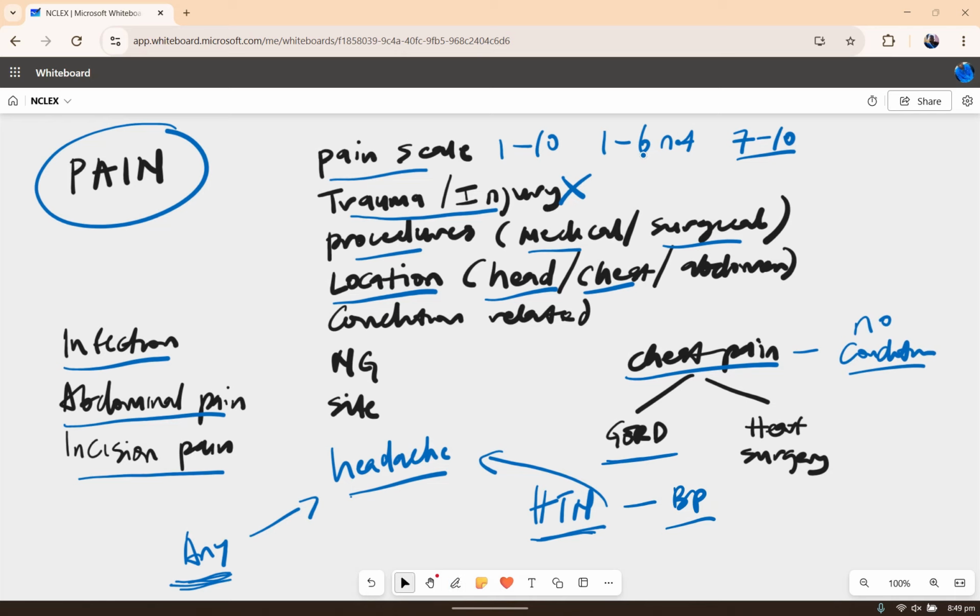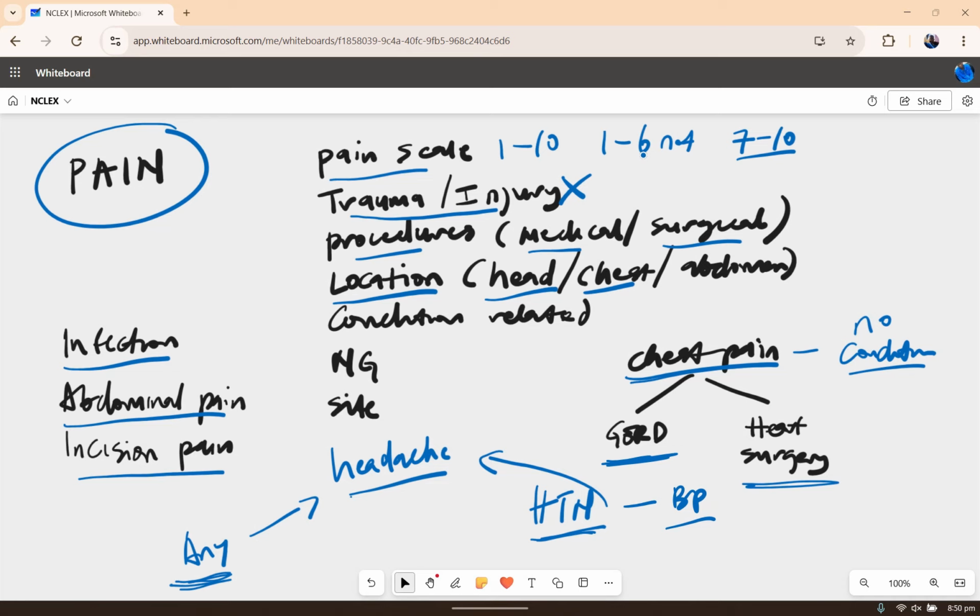It might be expected, based on how you want to think about it. But we know why this patient is having chest pain, so we can say, okay, it's expected. Now, another reason why a patient might have chest pain is after heart surgery.